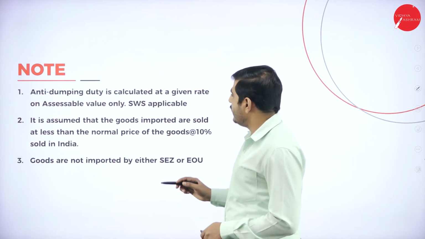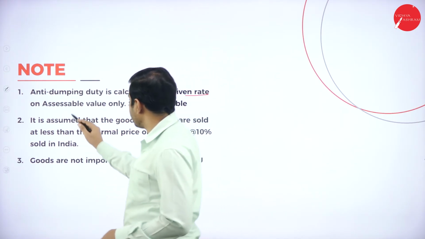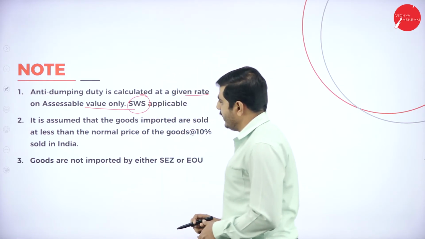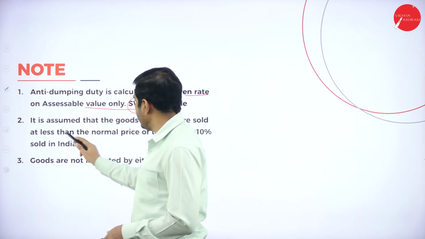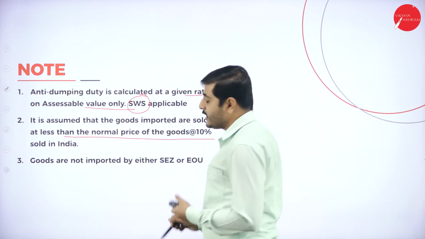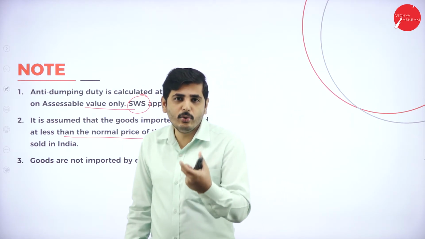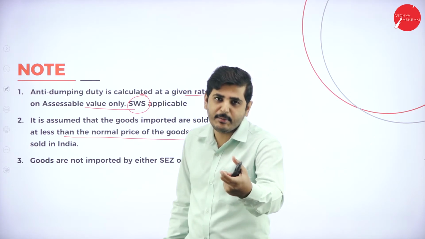Now let's go to the note. Anti-dumping duty is calculated at a given rate on assessable value only, and social welfare charges is applicable. Next one. It is assumed that the goods imported are sold at lesser than the normal price. That's why we are calculating. Why we are calculating anti-dumping duty? So when the goods are sold in India, for example, China Mobile. Let's take the example of China Mobile.